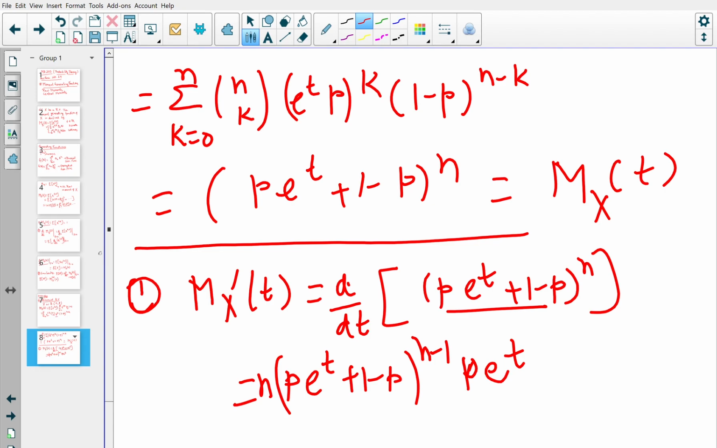So this is that derivative with respect to t, and hence if you want to find out m dash at t equal to 0, which is the expectation we already know, then at t equal to 0 this vanishes, so this is p, so np. And now you can recall that is exactly the expected value of the binomial random variable with parameters n and p.